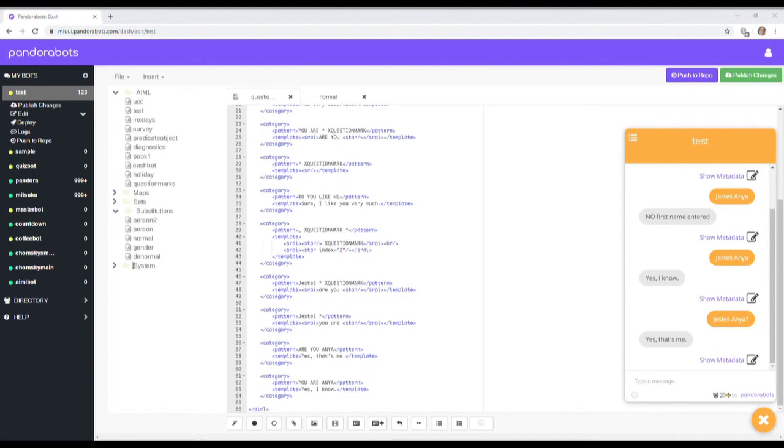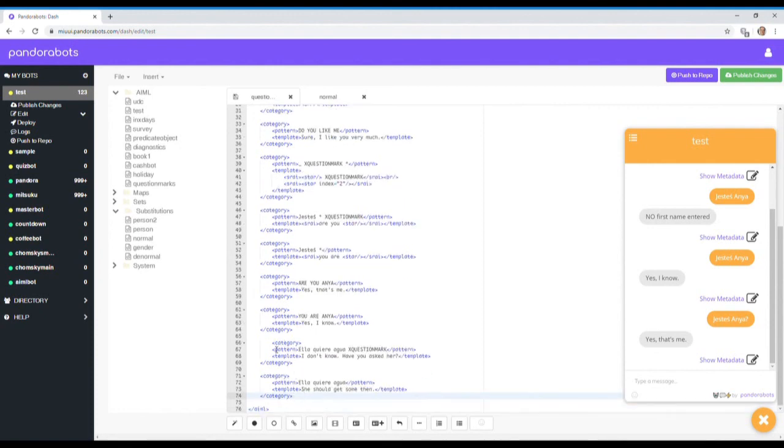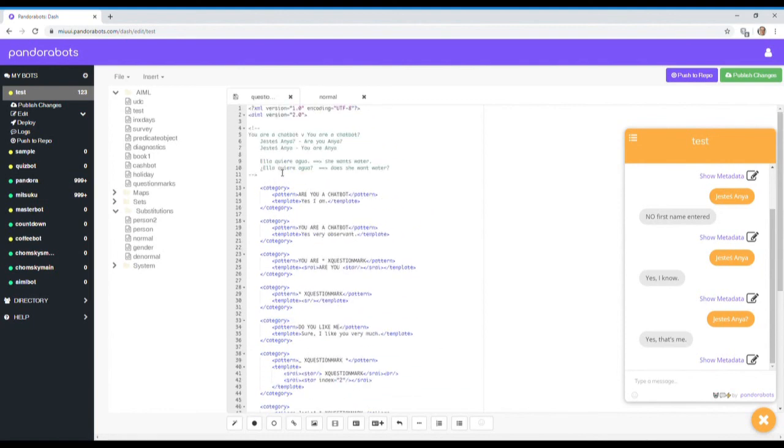So let's try one saying, okay. So this means, we're asking the question there, does she want water? Miss out the question mark and it means she wants water. Let's try it. Just miss out the question marks. Okay, right, so she wants water. She should get some then, okay? But this means, does she want water? I don't know, have you asked her?